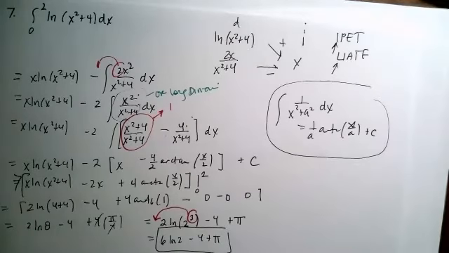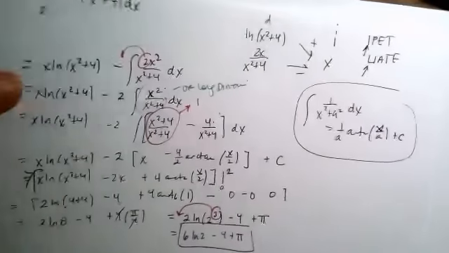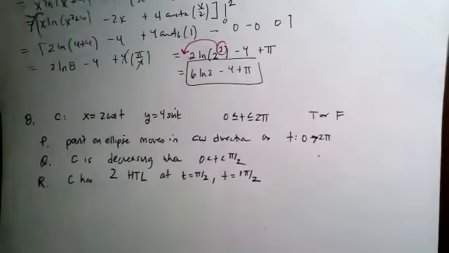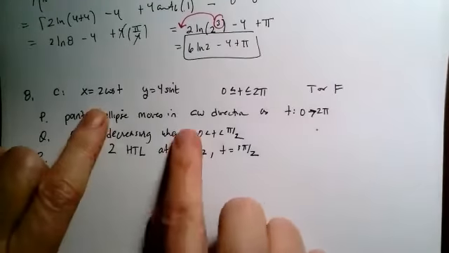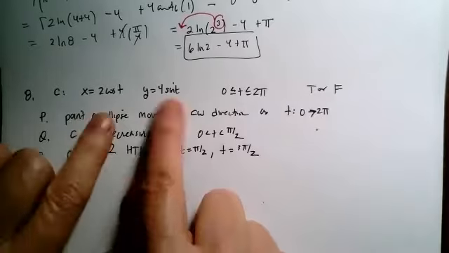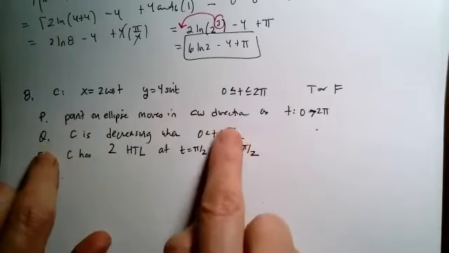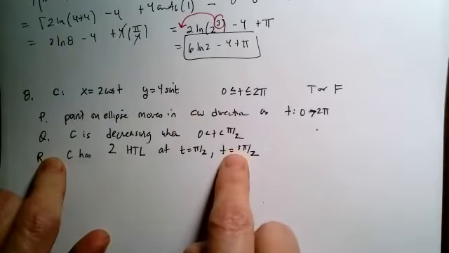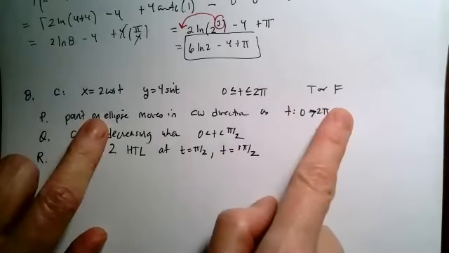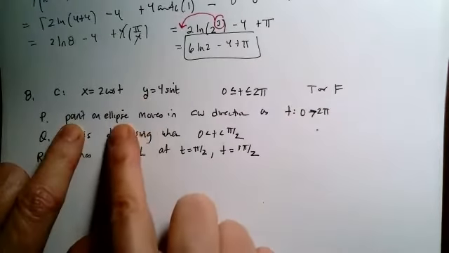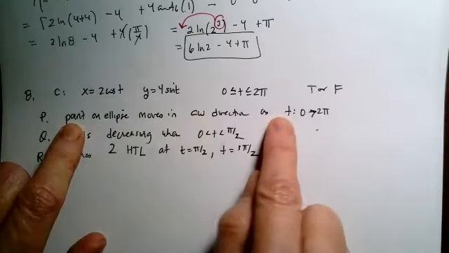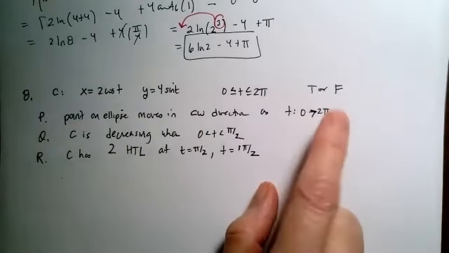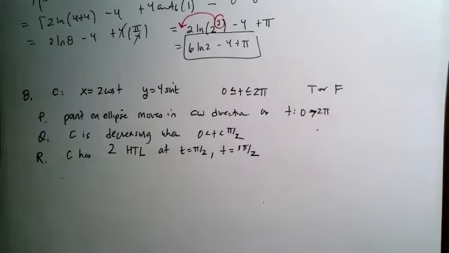Okay, who's ready for number 8? We've got a parametric curve and we've got to decide whether these statements P, Q, and R are true or false. So P: a point on the ellipse moves clockwise as t goes from 0 to pi. How are we going to figure that out? Okay, so let's do part P.